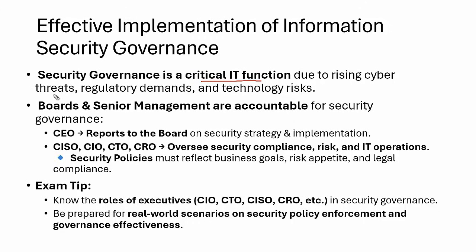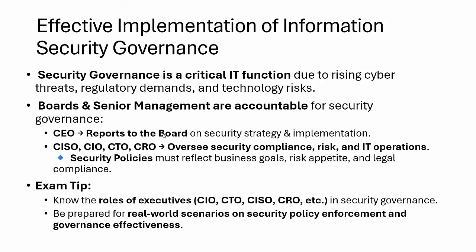So remember one thing, the CIO is ultimately accountable for IT. The CTO is accountable for technology. The CISO is responsible for security, what he implemented. The CRO is responsible for explaining all the risk of IT security to the board of directors. He is the one who explains, because the CISO explains the risk to the CRO, and the CRO explains the risk to the board. So be prepared for real-world scenarios on security policy, enforcement, and governance effectiveness.